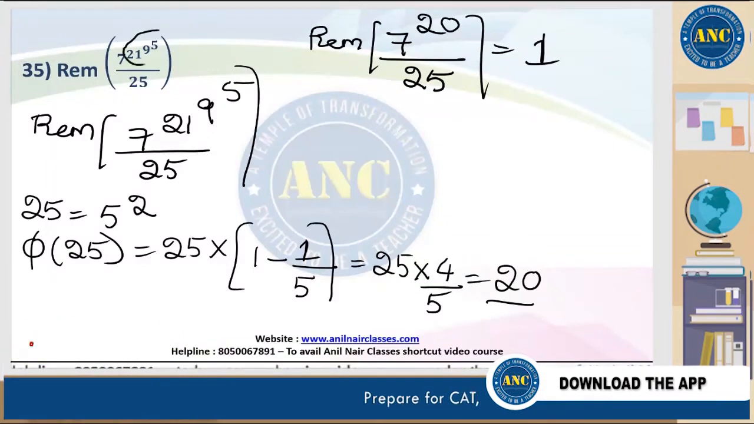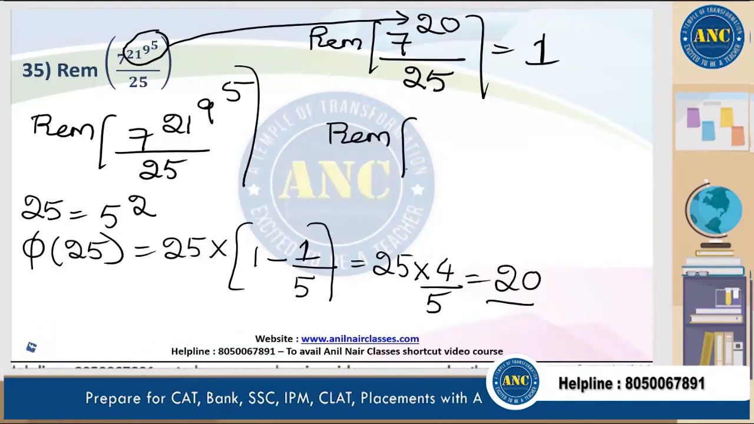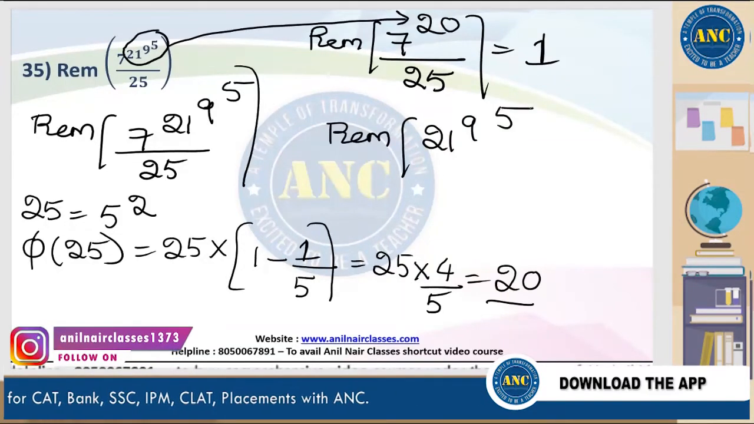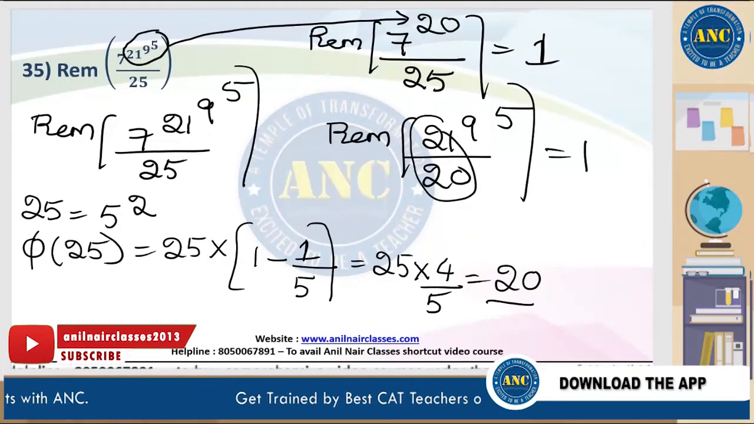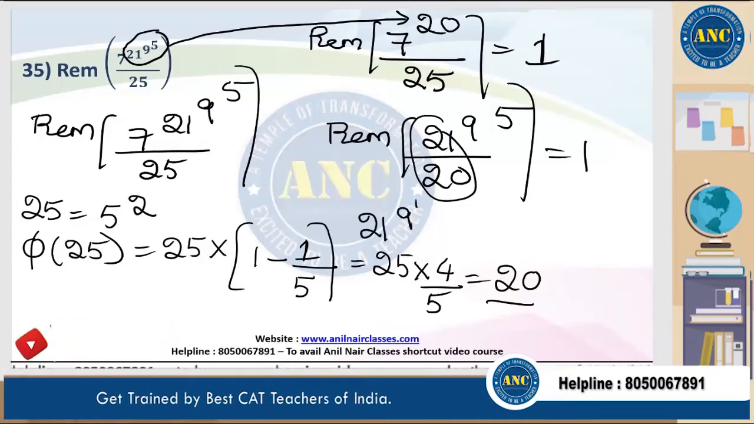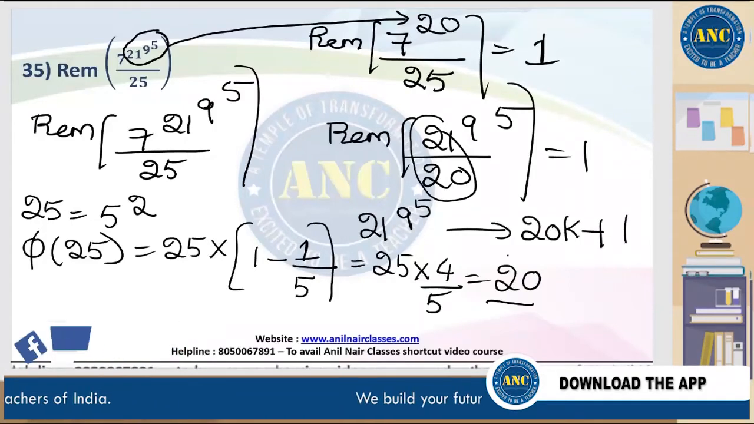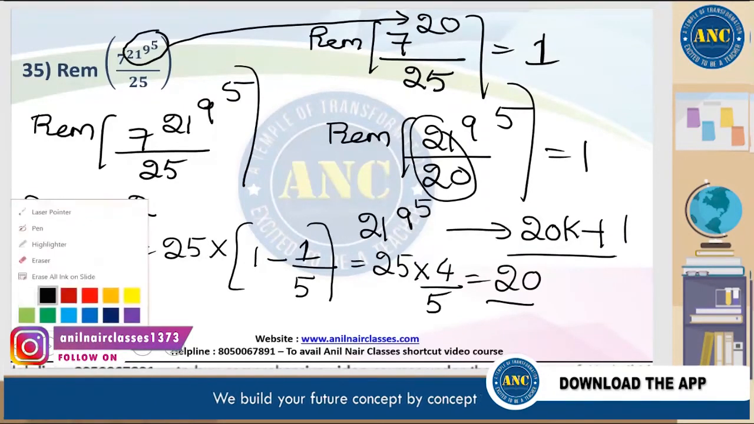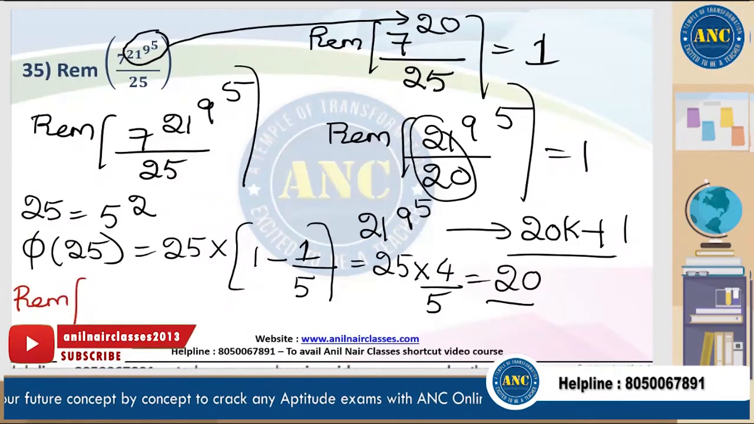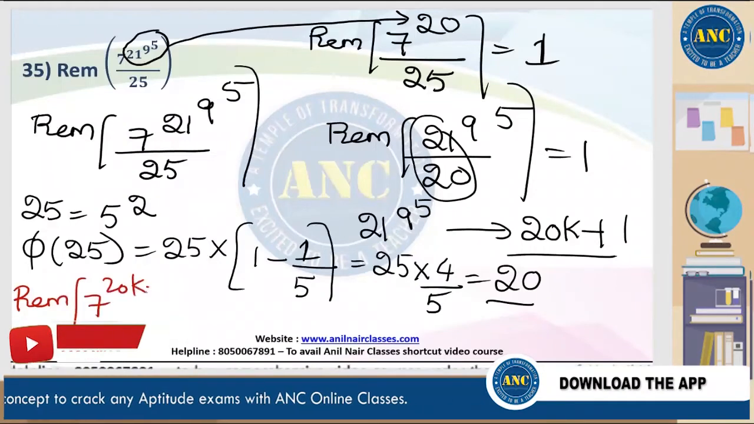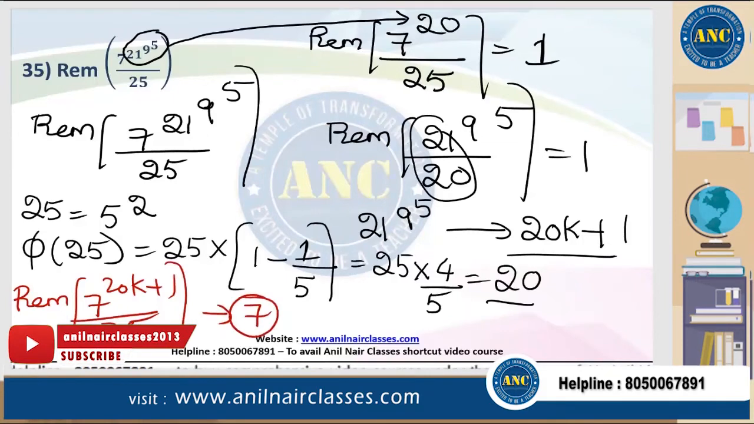Now this is the value which I require. Divide this with this. If I divide 21 power 9 power 5 by 20, 21 is 20 plus 1, remainder 1. So 21 power 9 power 5 when divided by 20 gives remainder 1. So it is 20k plus 1. So this will become remainder of 7 power 20k plus 1 when divided by 25. 7 divided by 25 is 7.